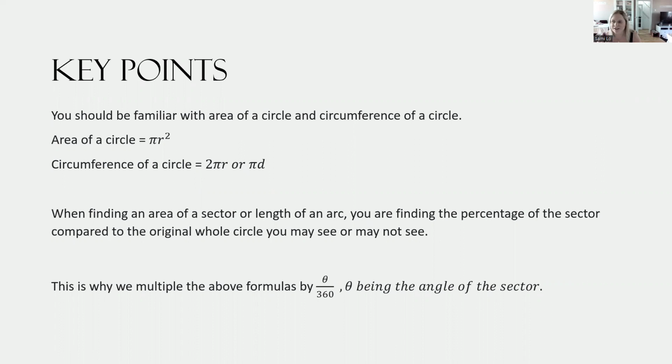Now, when you've got area of a sector or arc length, what you're essentially doing is the area of a circle or the circumference of the circle as normal, and then timesing it by the angle over 360. And what that does is essentially get the fraction of that whole circle of what's actually being used.